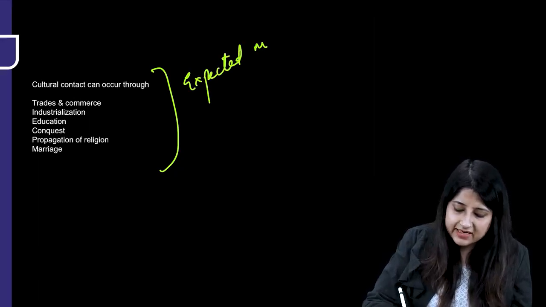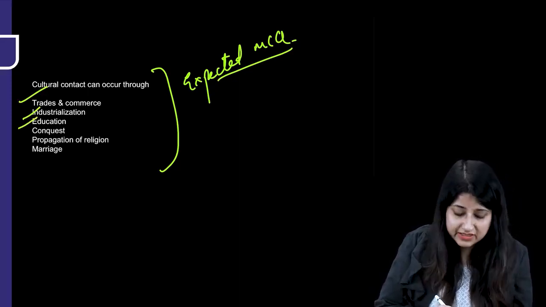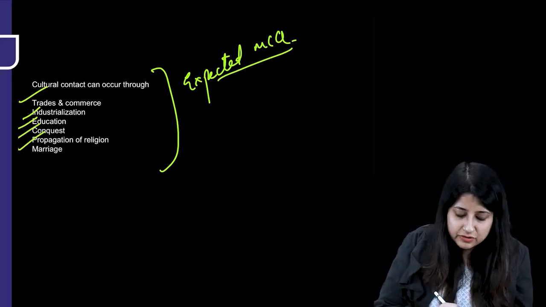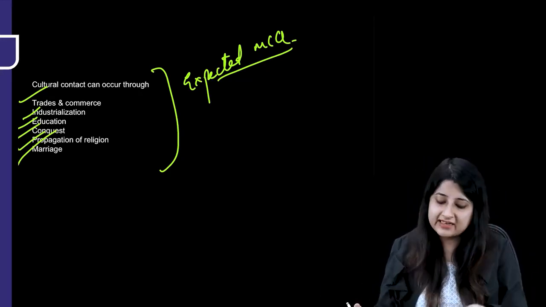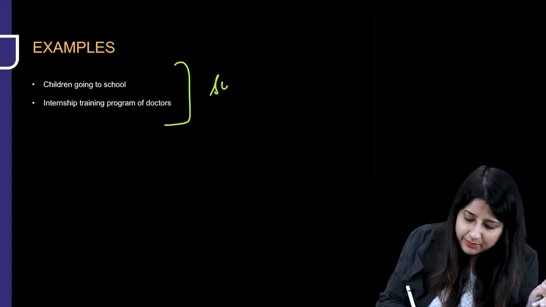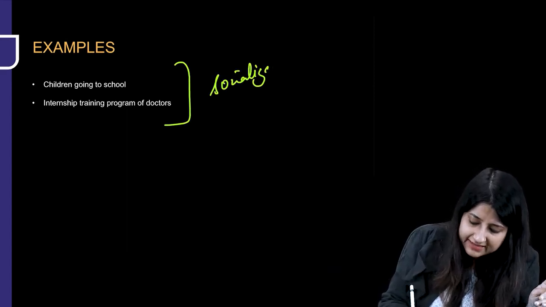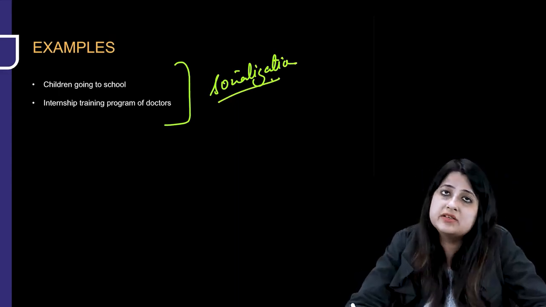When does cultural contact occur? It can occur through trade and commerce, industrialization, education, conquest, religion propagation, or marriage. Through any of these, cultural contact can occur. Now see, children going to school, internship training, these are examples of the already discussed socialization, how a person adopts the culture and becomes a part of the society.